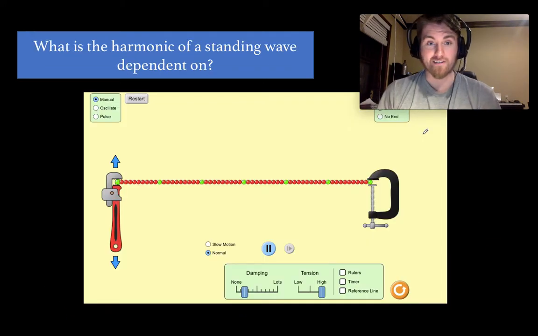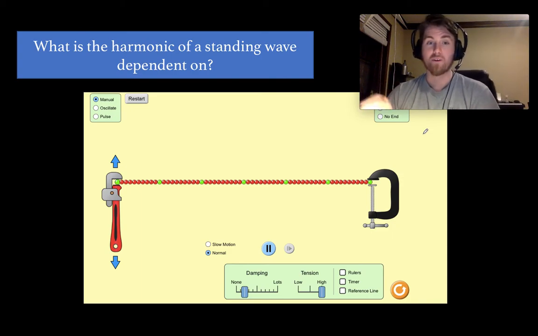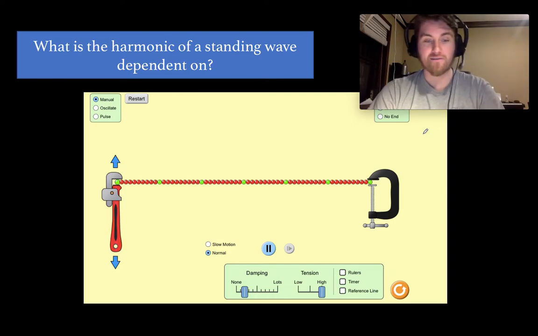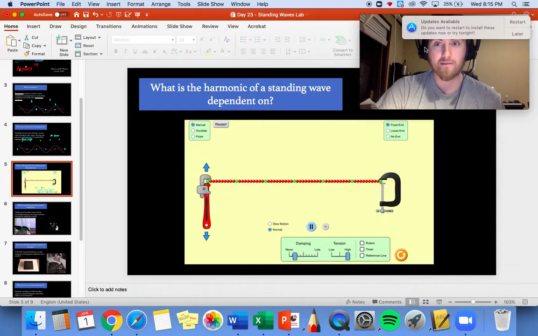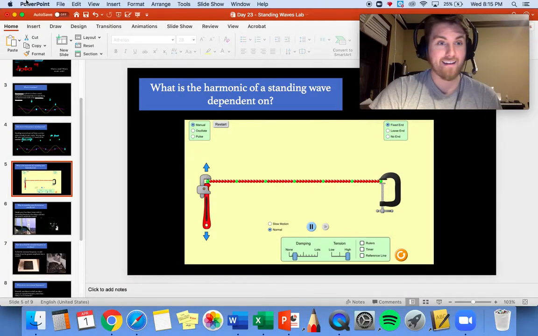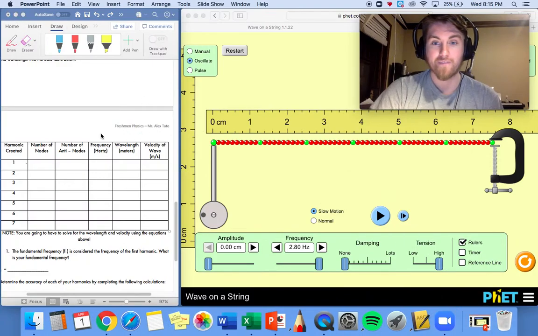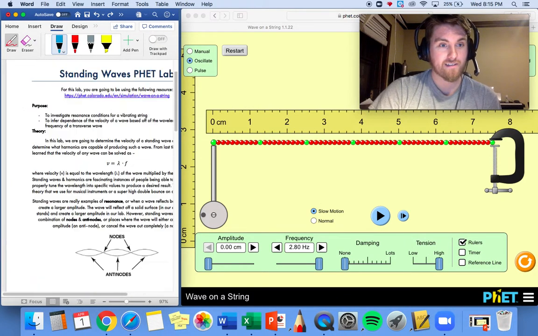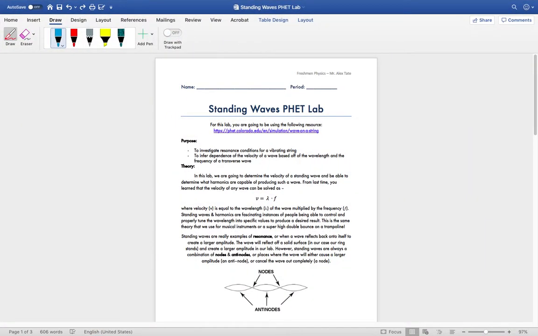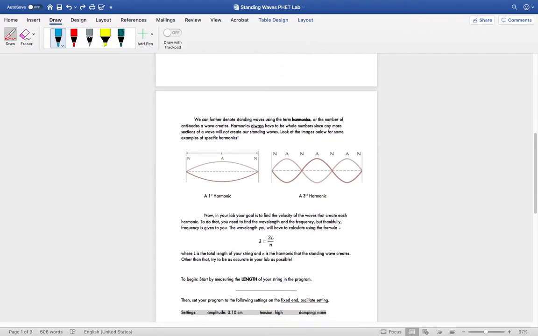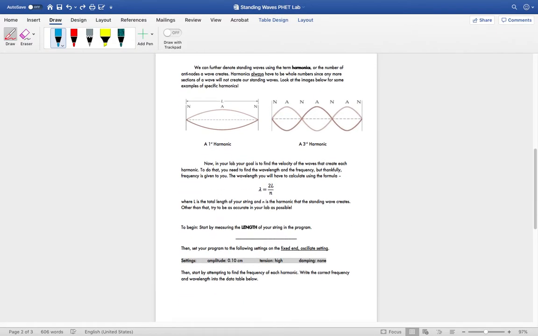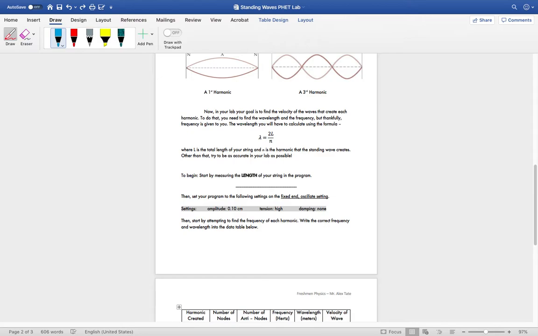So what we are going to do is that this is your lab. It is time for you to determine what the harmonic of a standing wave is dependent on. So let's go and do this together for a bit. I'm going to try and close out here. And let's go to our extra 2. Off to the side here, let me start out just over here. This is the lab that you are going to be doing. What I want you to do is read the starting portion, and then you are going to start out your lab here.